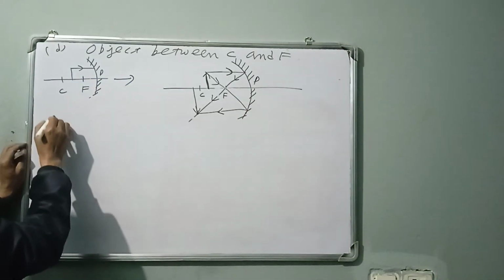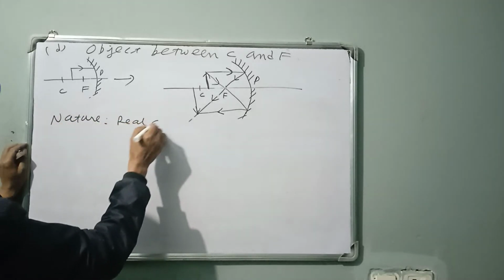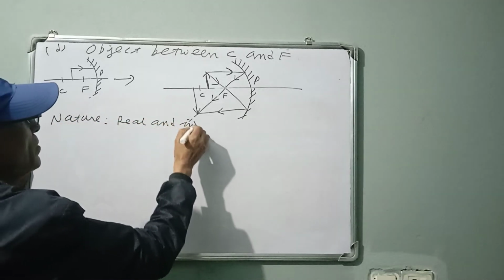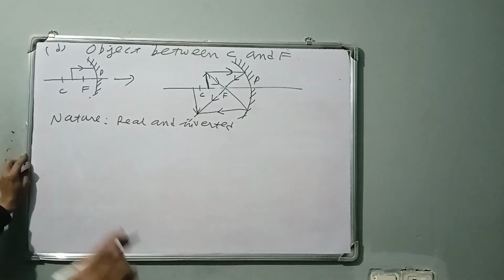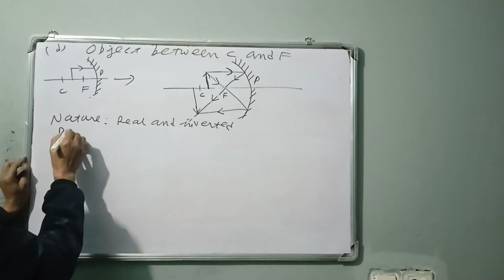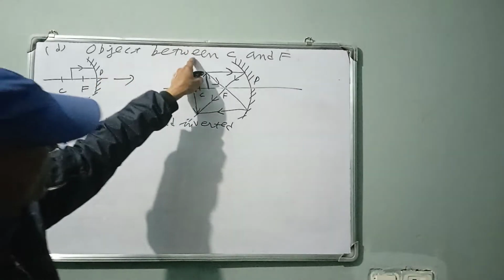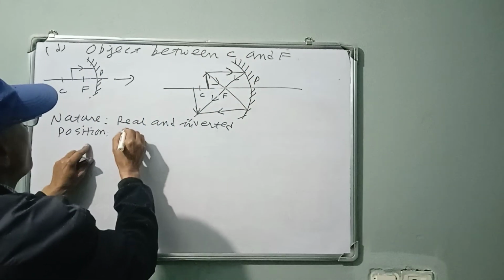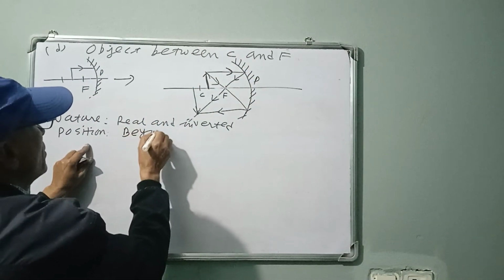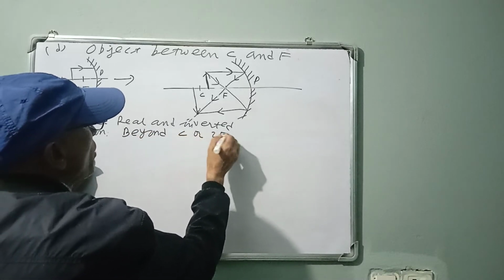What type of image is found? Nature: real and inverted. Position: how to know? When the object is between C and F, the image is beyond C or twice F.